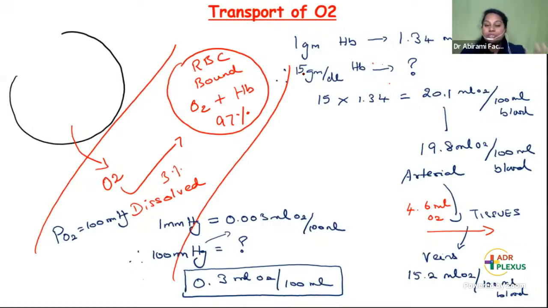You should know how much is the dissolved form, and the dissolved form only contributes to partial pressure. And how much is the normal partial pressure of arterial blood? Not exactly 100, a little lesser than that. And the maximum transport form of oxygen is with hemoglobin. And how much? 1 gram with 1.34, therefore 15 grams with 20.1 ml of oxygen per 100 ml. So with this basic knowledge, let's move on to the curve.